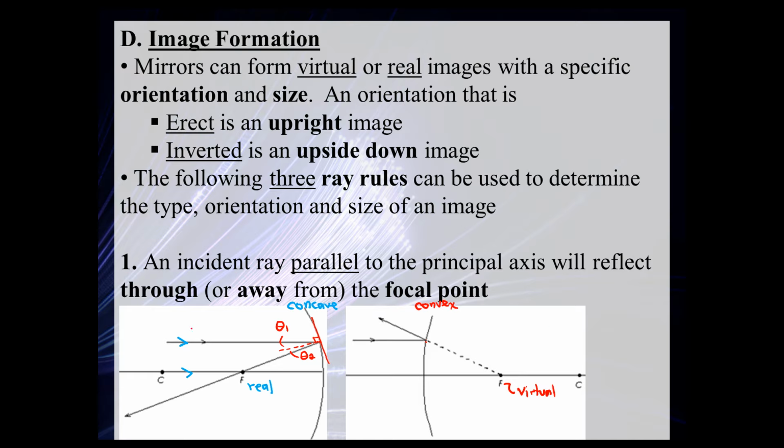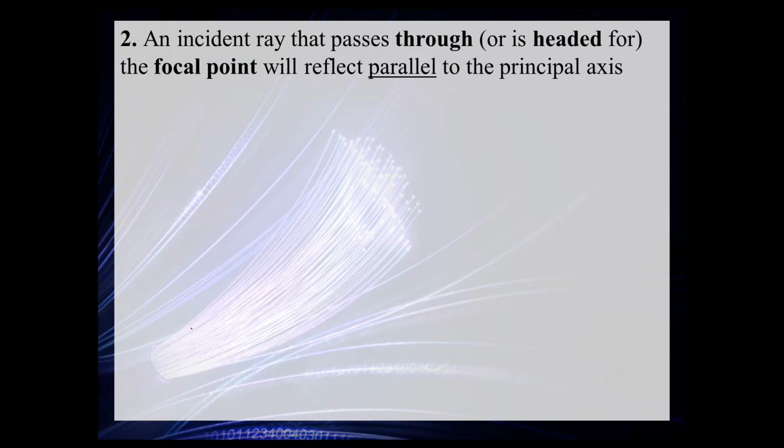So a little bit different depending on whether we're looking at a concave or a convex mirror. Rule 2. It's kind of like the reverse of Rule 1. Rule 1 is about if you start parallel, you go back through the focal point. Now, Rule 2 is about, well, what happens if you go through the focal point first? An incident ray that passes through or is headed for the focal point will reflect parallel to the principal axis.